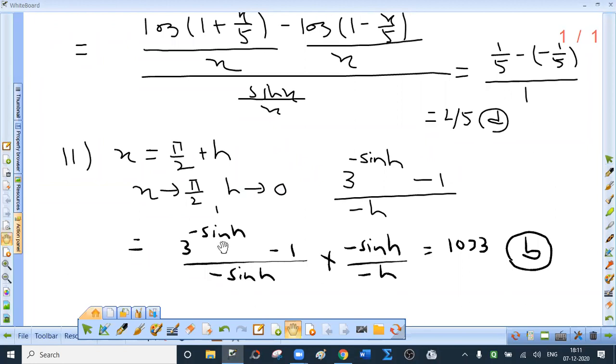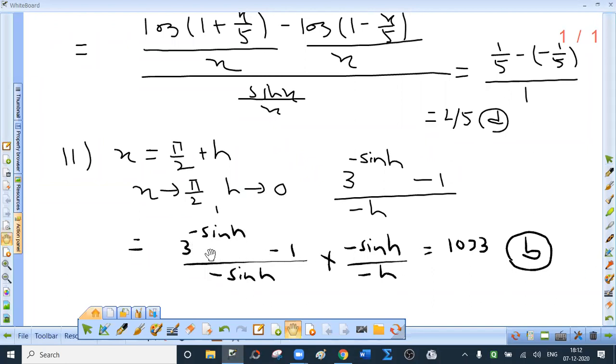Okay. Now, this is a standard limit. Index is fully repeated. Index tends to 0. Why? Because as h tends to 0, sin h tends to sin 0, which is 0. Minus minus cancel here. Again, this is a standard limit. Its value is 1. Here value is log 3. Log 3 into 1, that is log 3, which is given in option B.